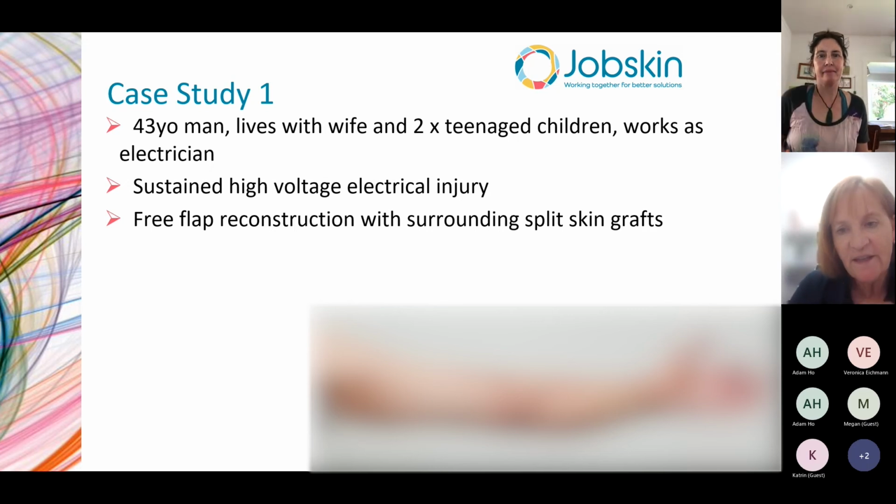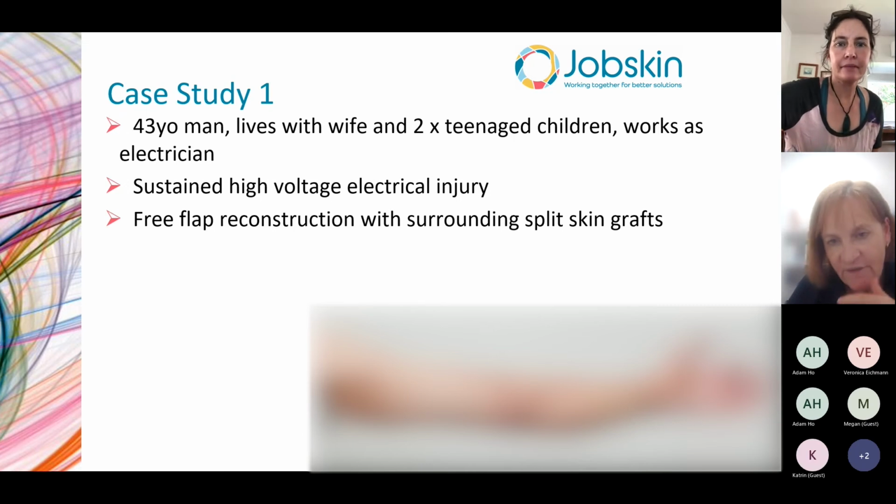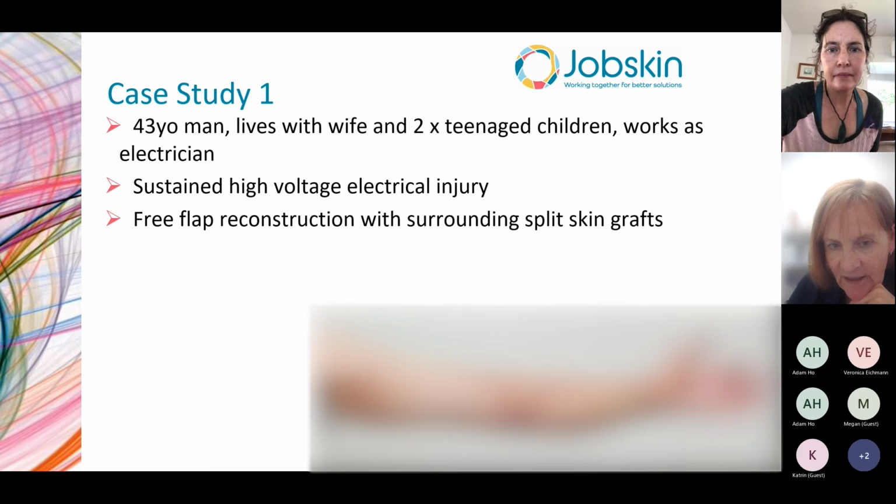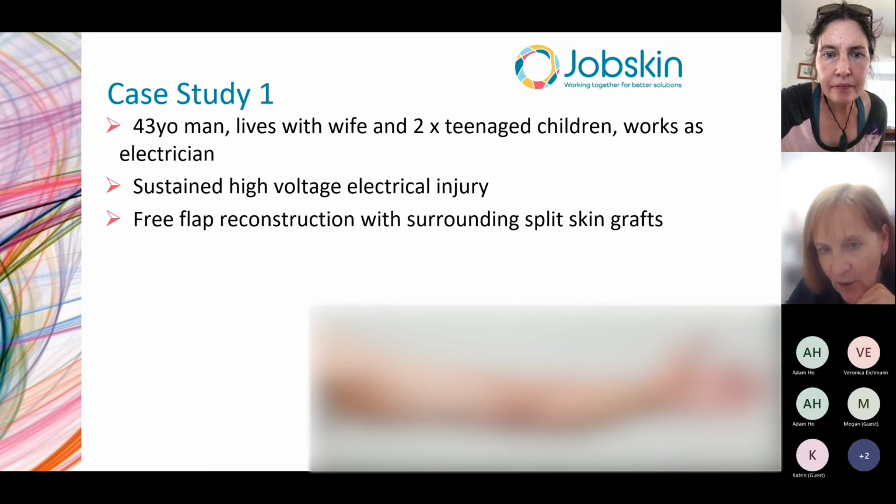The first case study, these are kind of more later photos. Unfortunately, I don't have any acute photos for this person, but this person sustained a high voltage electrical injury and so needed a free flap reconstruction with split skin grafts. If you can see, that's mature split skin graft scarring on the medial upper arm, and then the lower arm is a free flap, which from memory I think was a gracilis flap that he had.